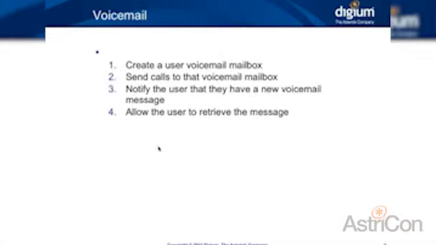Let's talk about voicemail real quick. Voicemail is very simple to configure, and I'll just walk through the configuration briefly. There are basically 4 things that need to happen to configure voicemail in Asterisk, or really, any kind of voicemail. Step 1, the user needs a voicemail box. Step 2, we need a way to send calls to that voicemail box. Step 3, we need a way to notify the user that they have a voicemail in their voicemail box. And step 4, we need a way for the user to go and get that message. Pretty simple to set up.